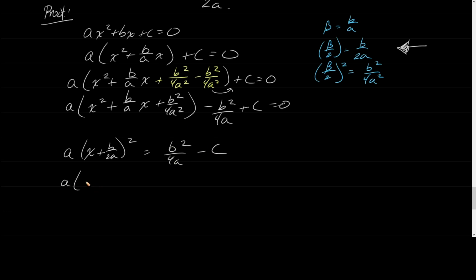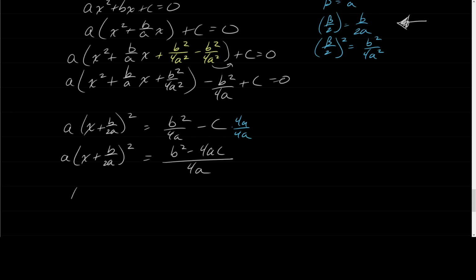The next thing I'm going to do is come up with a common denominator for those values on the right, and that is 4a. So I end up with b squared minus, right, because in here what I'm doing is multiplying this by 4a over 4a, so that I can end up here with minus 4ac. Divide both sides by a, so I have here x plus b over 2a squared is equal to b squared minus 4ac over 4a squared, right? Putting this on the bottom over here.